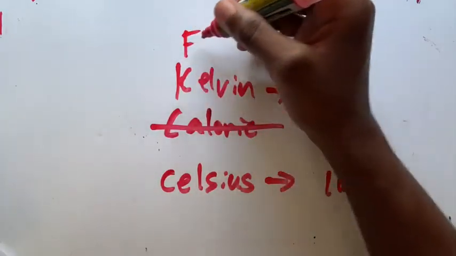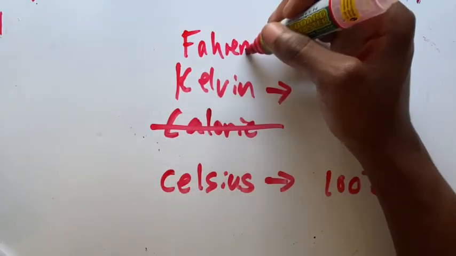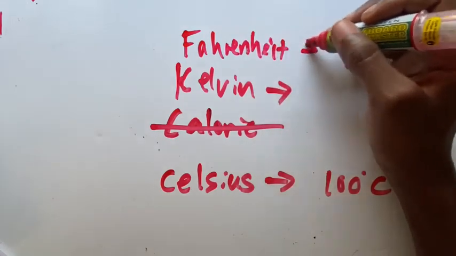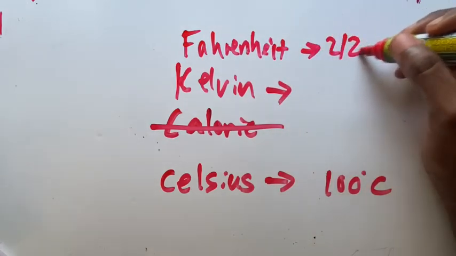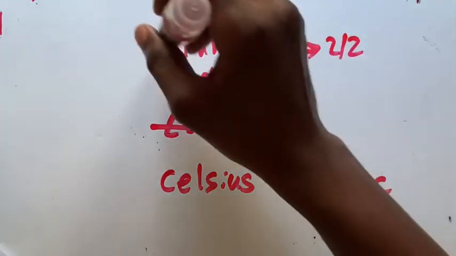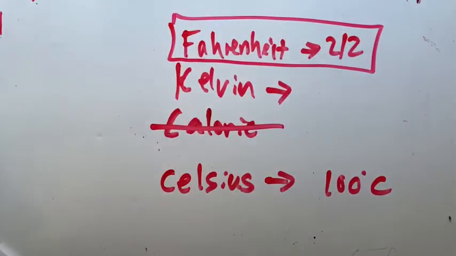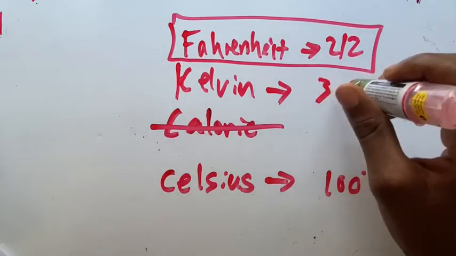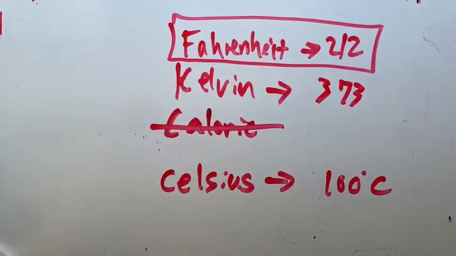But for Fahrenheit, the boiling temperature of water is 212. And the boiling point for water in Kelvin is, let me see, is 373. All right, so the answer to number 19 is going to be A.